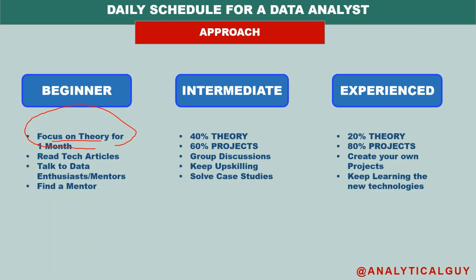Then read technology articles, all the technical articles. If you read, you will get to know what is happening in the world. For example, if you learn technology A today and it becomes obsolete tomorrow, then what is the purpose of learning it, right? So first of all, understand what is trending and what will stay for some time at least, and then pick that technology.